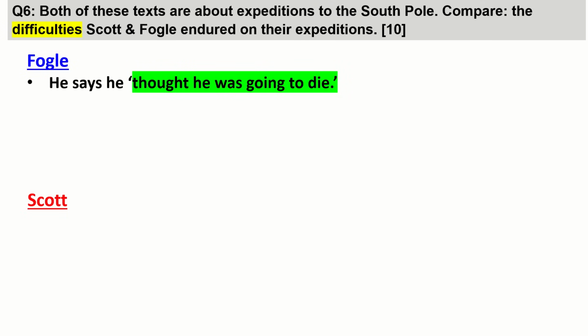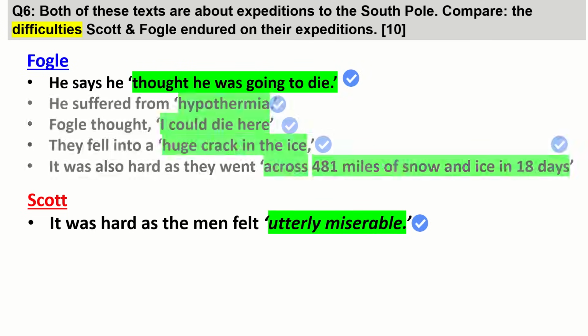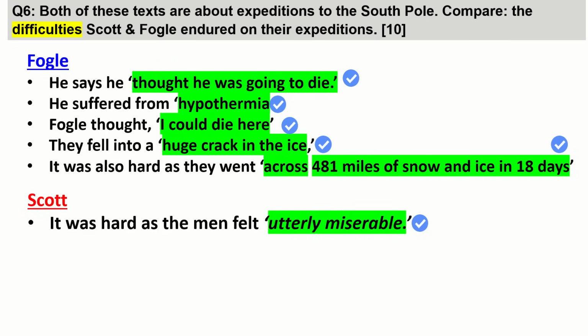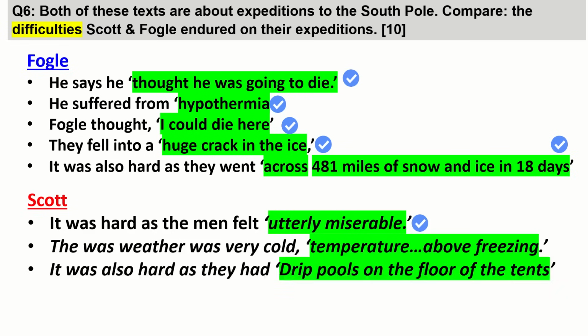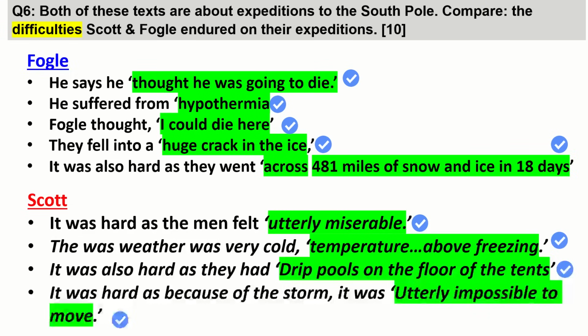He says he thought he was going to die. He suffered from hypothermia. Fogel thought I could die here. They fell into a huge crack in the ice. It was also hard as they went across 481 miles of snow in 18 days. While Scott said it was hard as the men felt miserable. The weather was very cold. The temperature was just above freezing. It was also hard as they had drip pools on the floor of the tents. It was hard as because of the storm, it was utterly impossible to move.